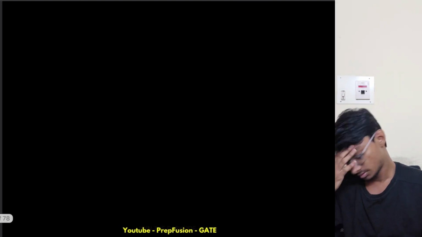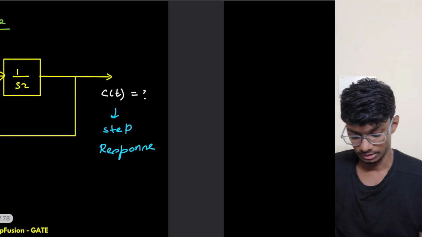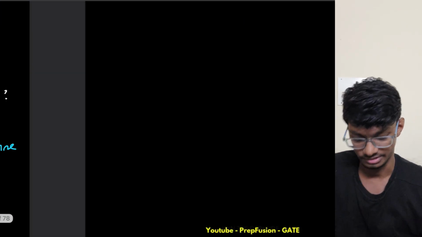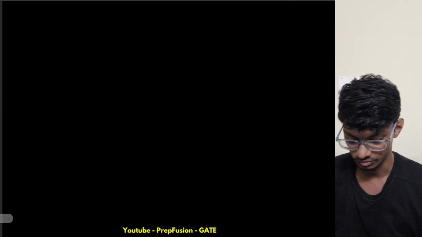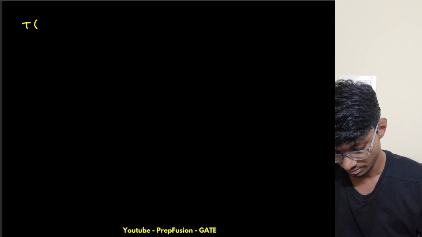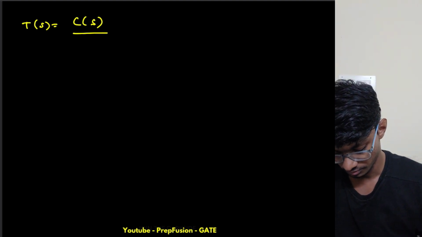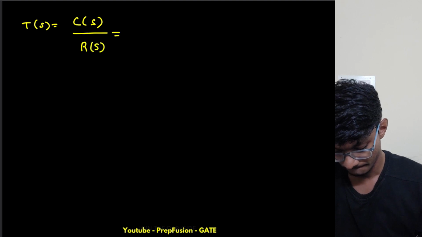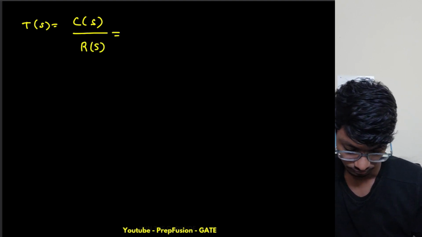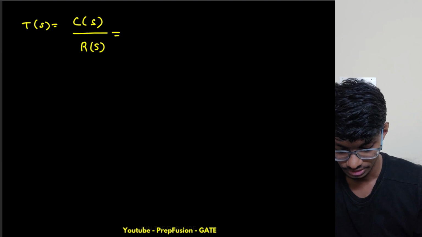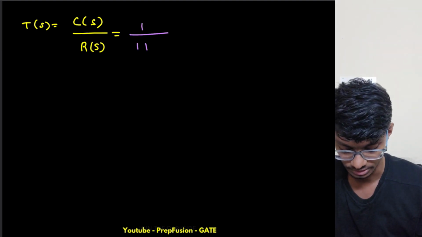So now, what is the transfer function? The transfer function is the same, it doesn't change with respect to input. So T of s will be C of s upon R of s, which is equal to basically G upon 1 plus G, which is 1 upon s tau.